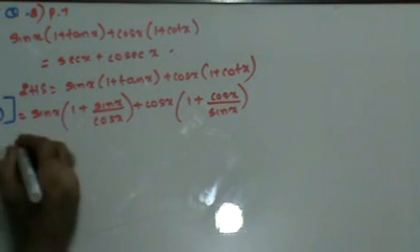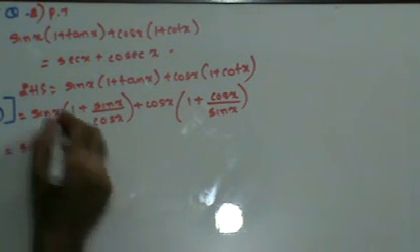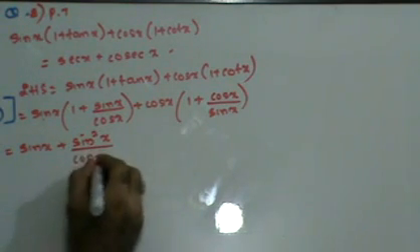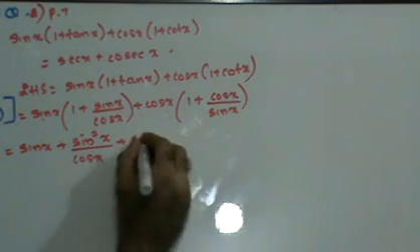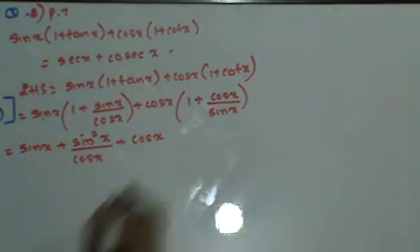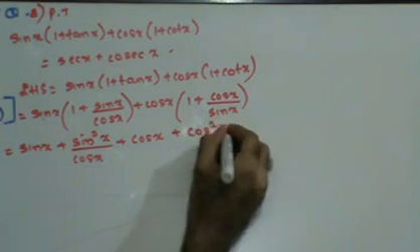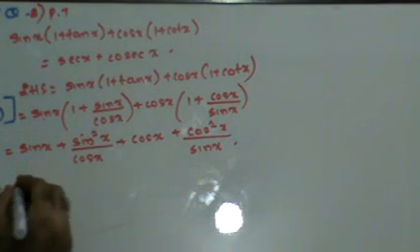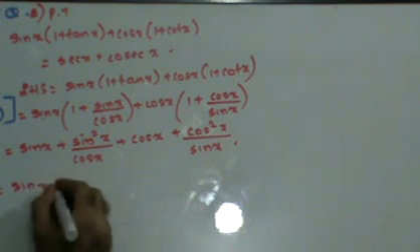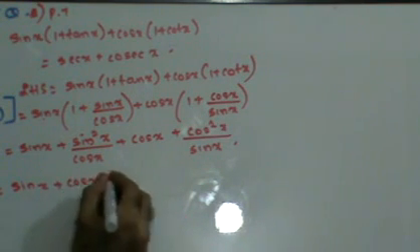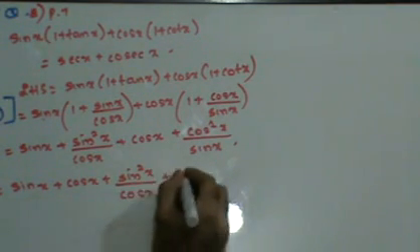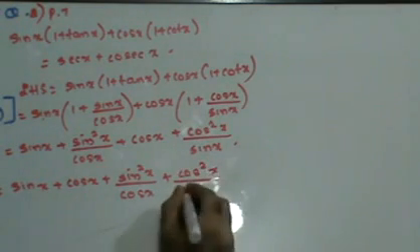Open the bracket. When I open the bracket, sin x into 1 is sin x. Sin x into sin x is sin square x upon cos x. Cos x into 1 is cos x. Cos x into cos x is cos square x upon sin x. Right? Rearrange the terms. If I rearrange the terms, this will become sin x plus cos x plus sin square x upon cos x plus cos square x upon sin x.